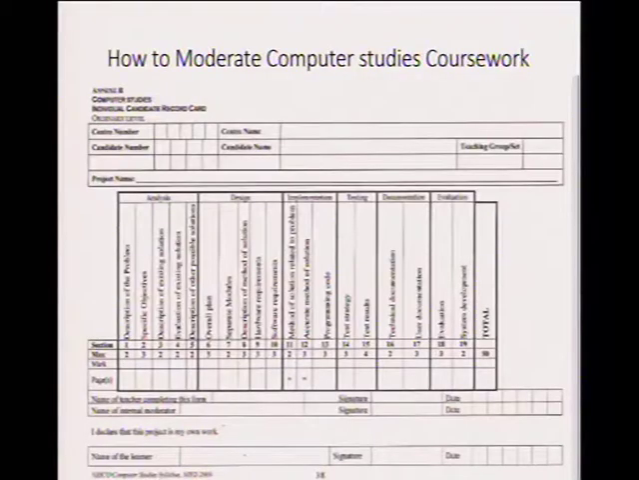Then the next thing, the annex you see on the screen, is how it is being moderated. So this is how I take this paper, I write your name, write your student number, then I moderate what you have done. I mark what you have done. Did you describe the system? I put your mark there. Did you specify your objective? I put your mark there.